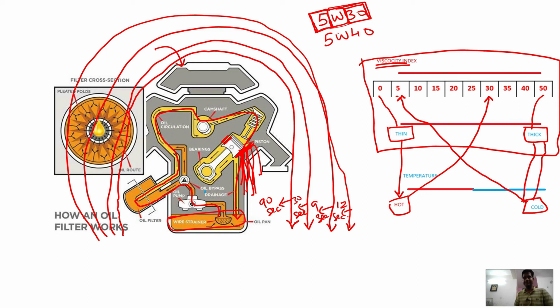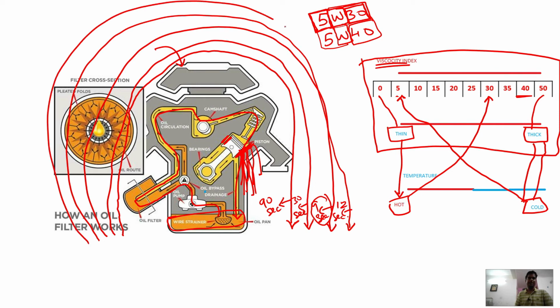Now let's decode this 5W40. W, as everyone knows, is very clear, and 5W is going to behave the same. So in the cold start, it's going to follow the same 9-second method, and when the oil gets heated, it has 40 as viscosity. 40 falls under a much thicker area, so it has to come through the whole process, and this will take 15 seconds. So that's how this is going to happen. This is the overall picture.